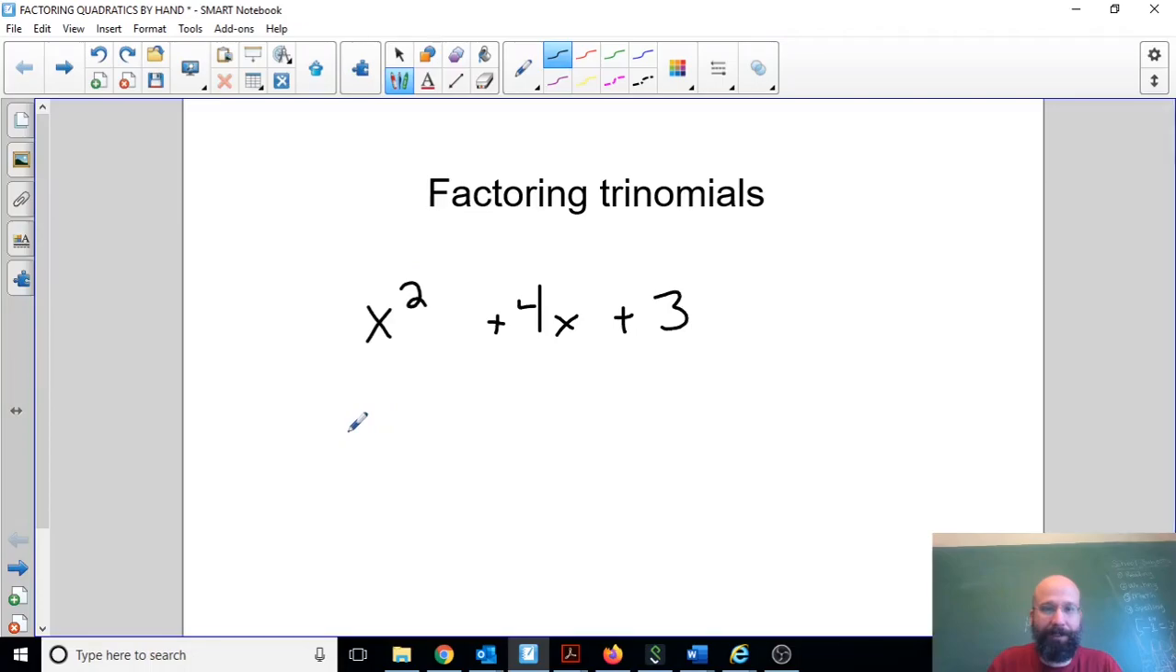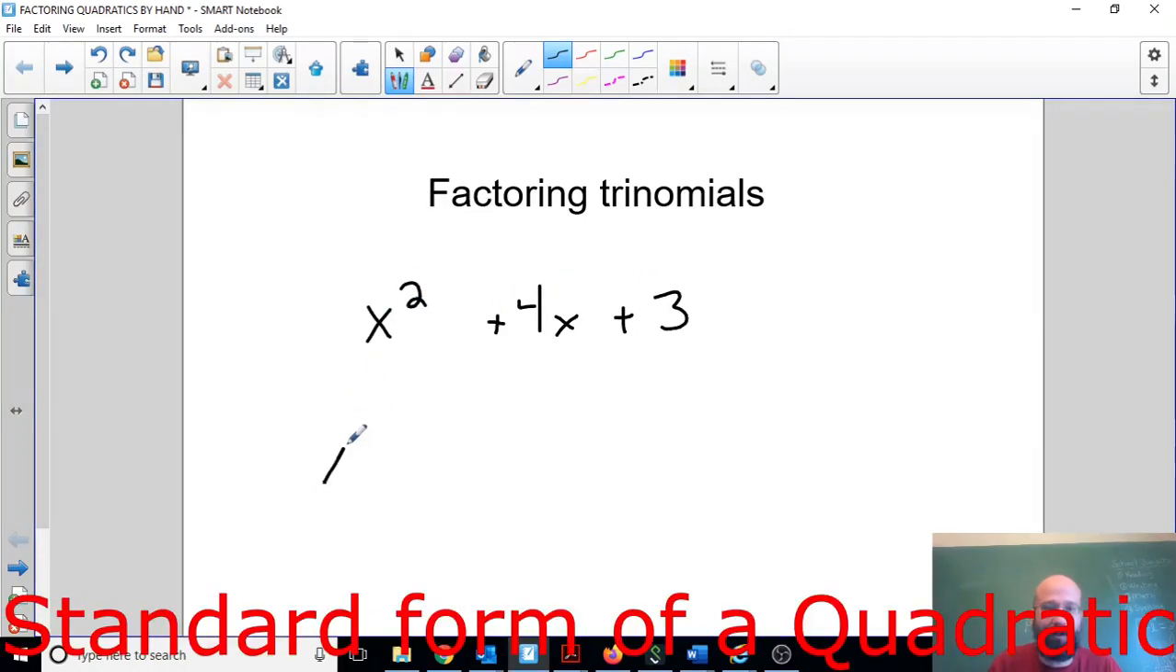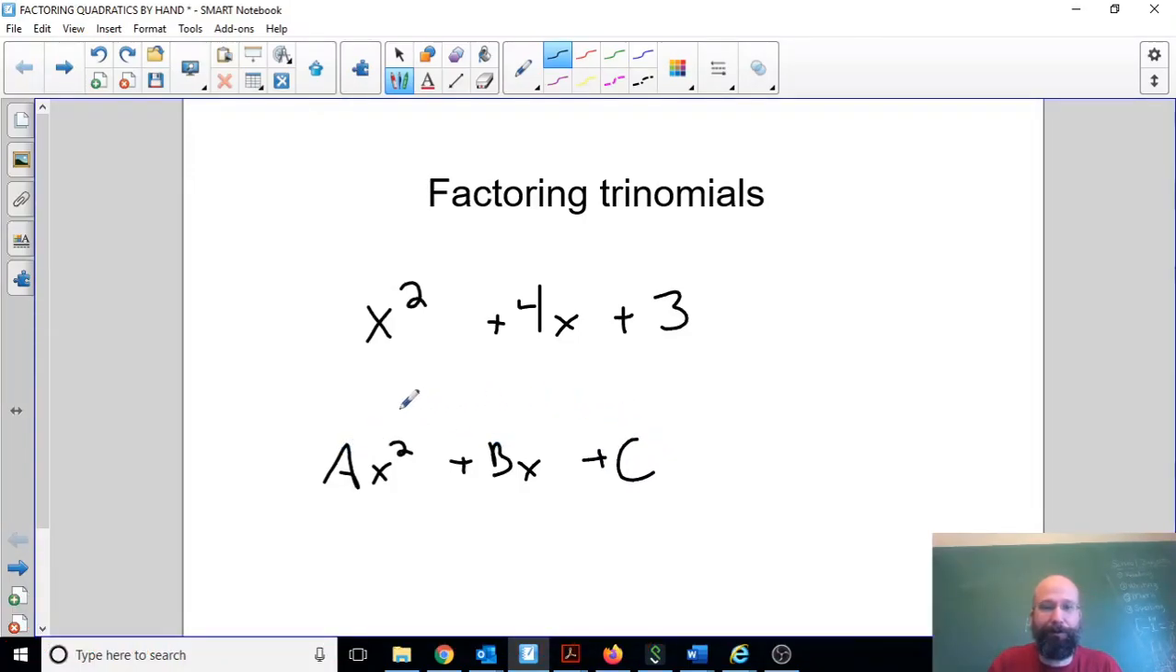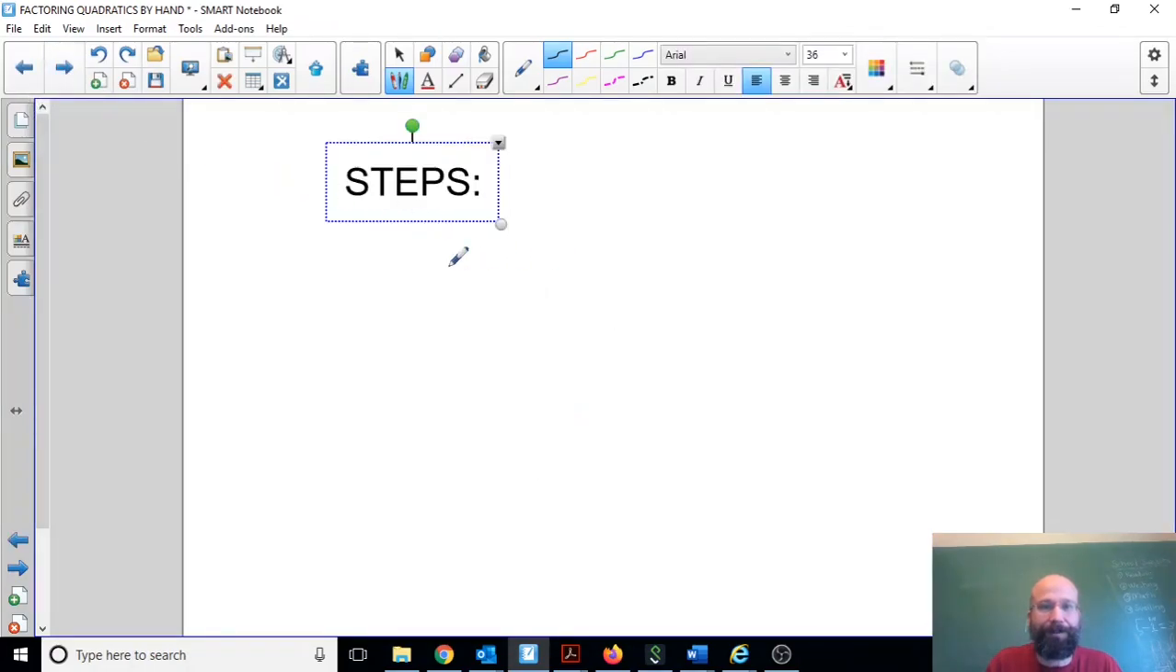Things to remember that I might mention is that this form is called ax squared plus bx plus c, where a, b, and c are numbers, right? A and b are coefficients, and c is just a number, just a constant. So in this case, our a is 1, our b is 4, and our c is 3. So let's go on. We're going to go with the steps.